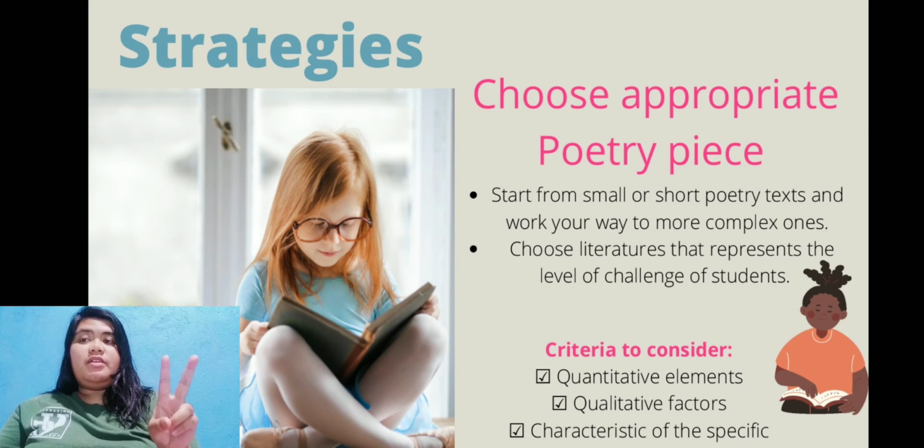Second of the criteria is the qualitative factors of a text, such as the meaning or the purpose, the text structure, the language conventions, and clarity. So, is the message or the purpose of the poem appropriate in their developmental stage? This is one of the questions you should answer in this criteria.